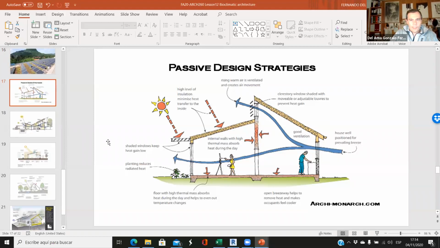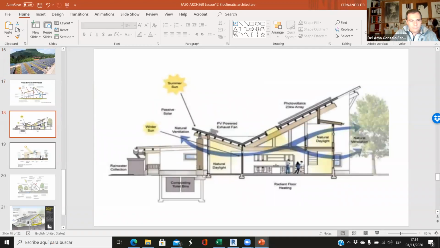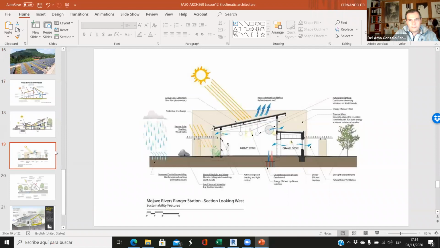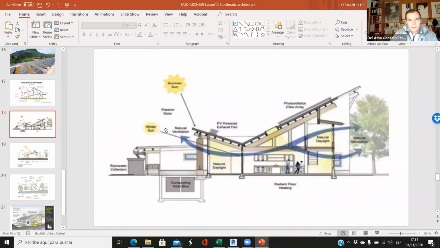I don't know if we have a greenhouse example here. No, we don't. But you can talk about the different angles of the sun. So here we have the summer sun, here we have the winter sun. Here we have another photovoltaic array with 23 kilowatts.